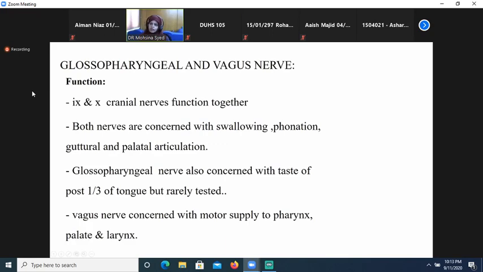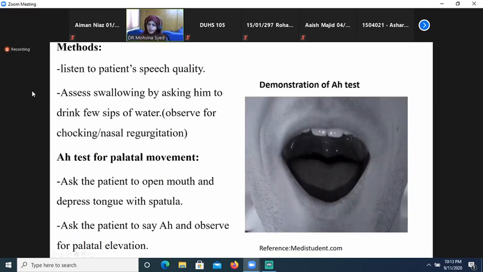Okay, for the glossopharyngeal and vagus, first we will assess the patient's speech. We ask the patient to say a few words, and we look for patient's speech quality. We look for any nasal quality to the speech, or any slurring of speech, or hoarseness of voice. After assessing speech, we ask the patient to swallow or drink a few sips of water and check for the swallow. While the patient is swallowing, we will observe for any choking and also for nasal regurgitation.